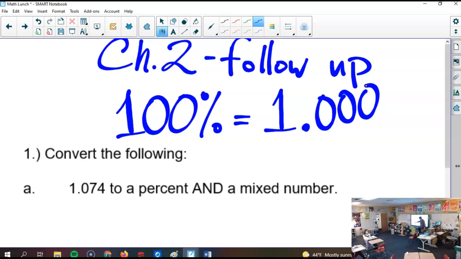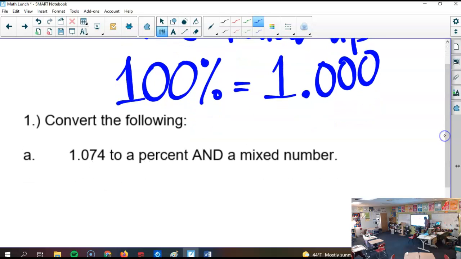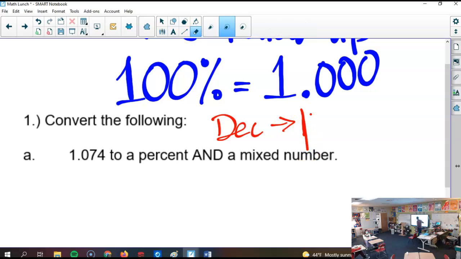So when we look at A, 1.074, that's bigger than 1. It's going to be bigger than 100%. Now the trick that we said when converting decimals to percents, you might want to write this down. I was going to write the word, but I'm just going to do the symbol percent.